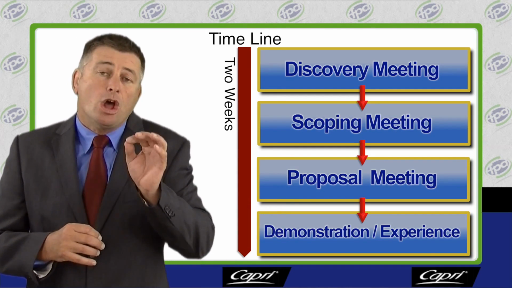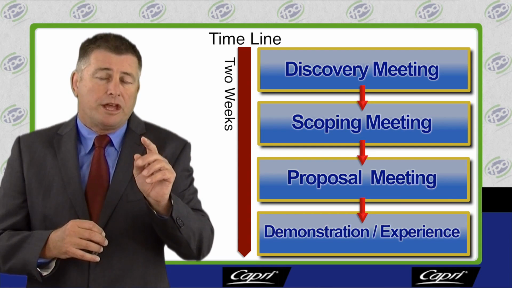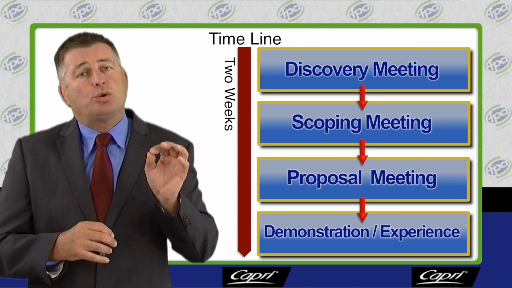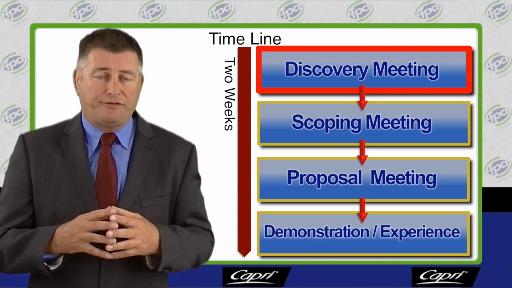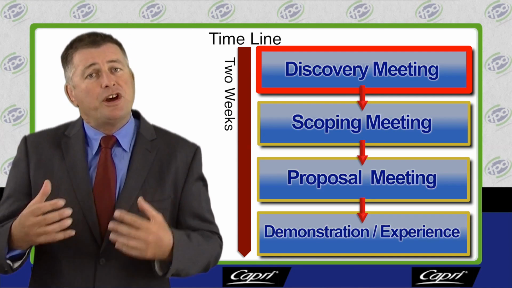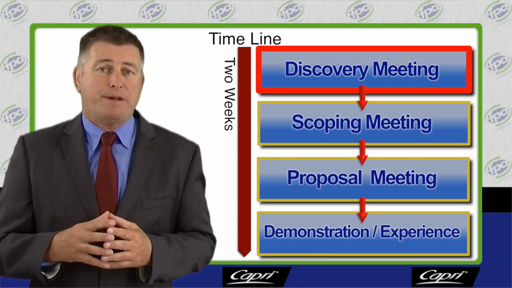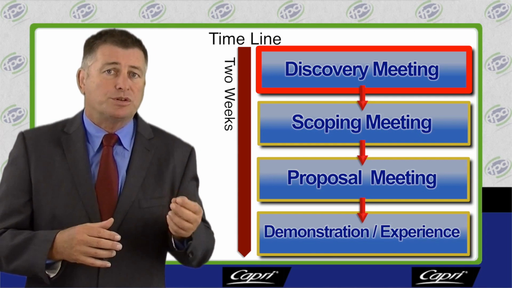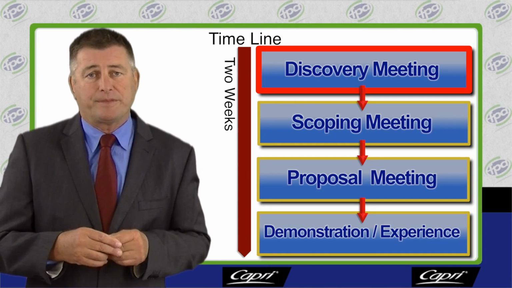Now, 2 rules only. The first meeting must always be the discovery or qualifying meeting. We're there to find out about them rather than tell them about us. That allows us to put a solid proposal together.